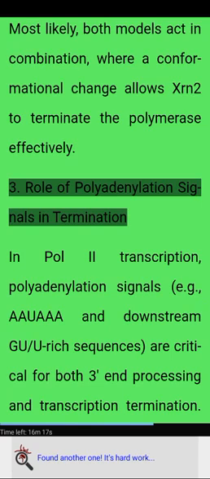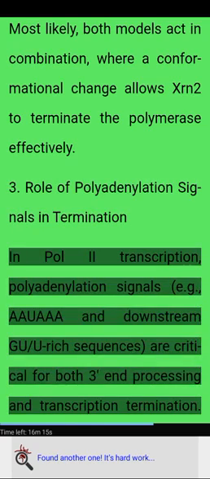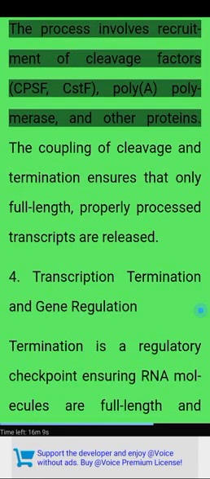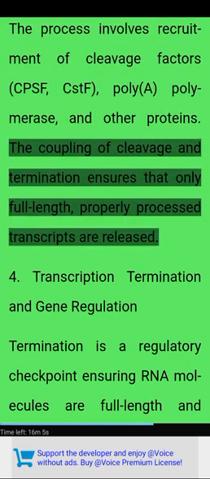3. Role of polyadenylation signals in termination. In pol II transcription, polyadenylation signals, e.g., AAUAAA, and downstream GU-rich sequences are critical for both 3' end processing and transcription termination. The process involves recruitment of cleavage factors, CPSF, CstF, poly A polymerase, and other proteins. The coupling of cleavage and termination ensures that only full-length, properly processed transcripts are released.